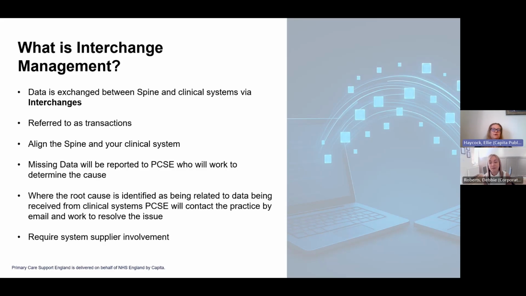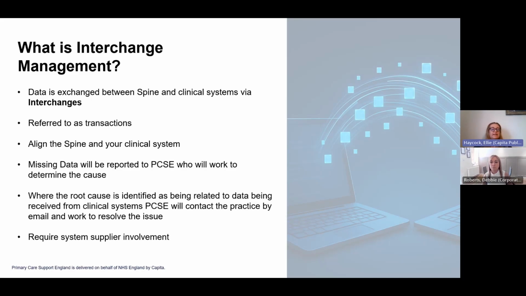So interchange management, or as our teams often refer to it, ICM, is the spine and the clinical systems interchanging the data by interchanges. Within these interchanges, there are messages or transactions that contain all the updates that you send us or apply to either of the systems. The purpose of the system is to align PDS and the clinical system. Any issues with the data contained within interchanges, such as when the data is missing, will result in the errors being reported to PCSE. We'll then work through those errors and determine the cause of the issue.